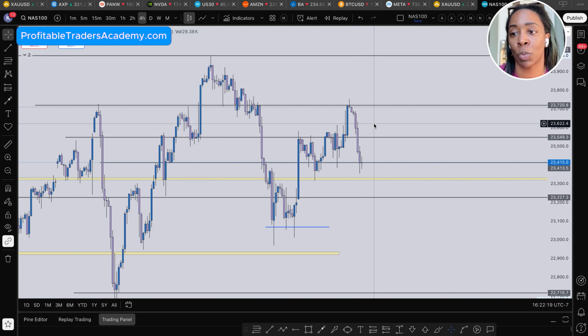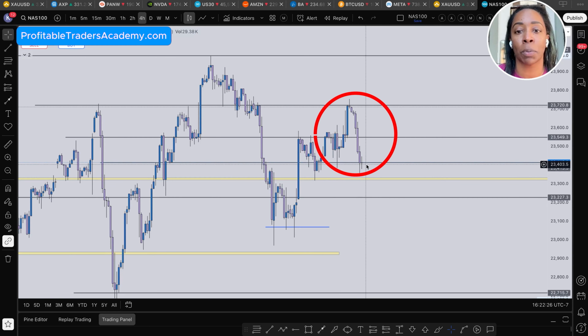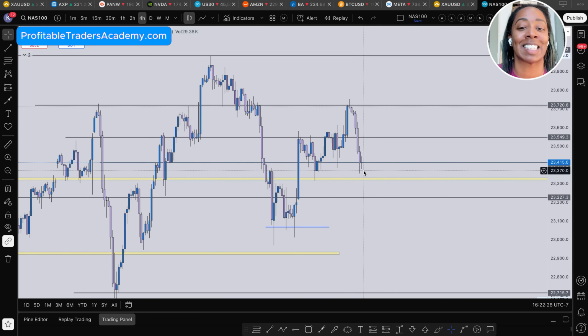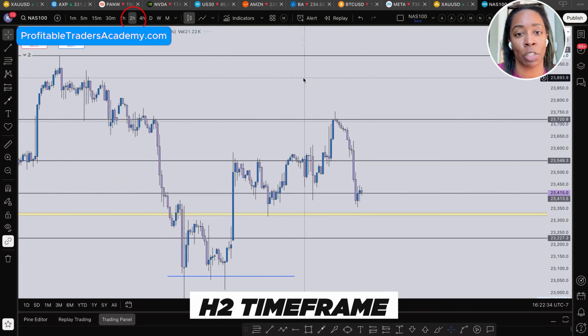And that is now at 23,720, a nice round psychological number. Price sold off quite a bit and then landed at this support here. Probably not a coincidence. We will get into that on a lower time frame. So this time frame for the most part is looking good. Let's go to the H2 time frame.